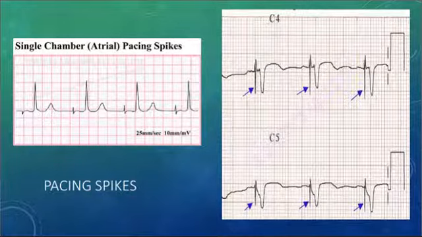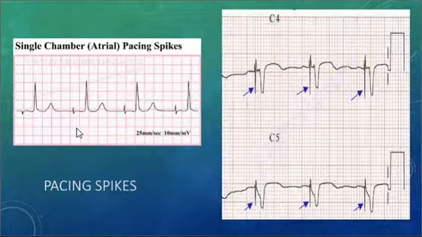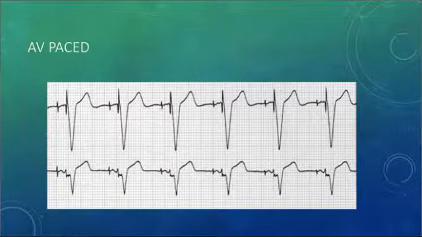Here's some pictures. Single chamber pacemaker. You see a little spike, that's it pacing your atrium. The picture I have for your test is much clearer, where you can see the little spike before your P wave. This is ventricularly paced. You don't see any P wave, you just see a spike right next to your QRS. This is AV paced. You see an atrial spike, a ventricular spike, an atrial spike, a ventricular spike.